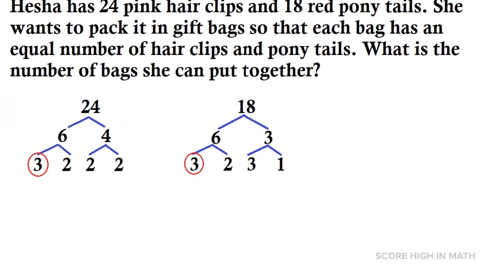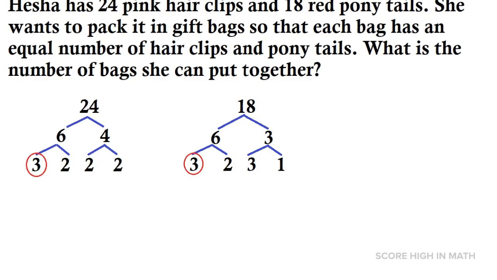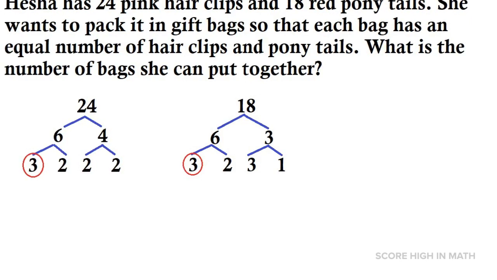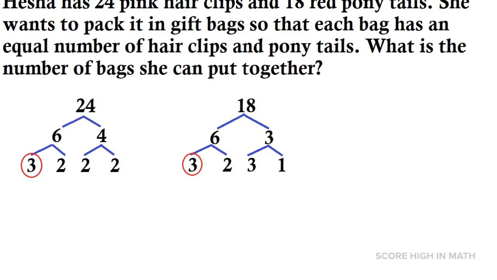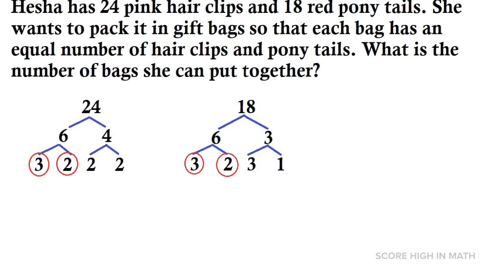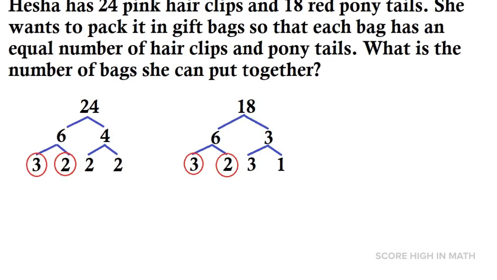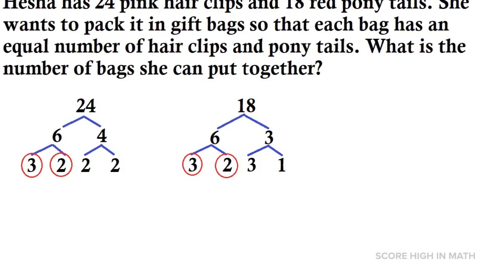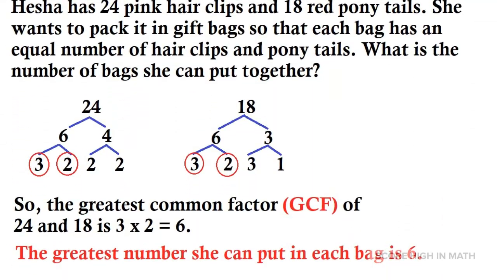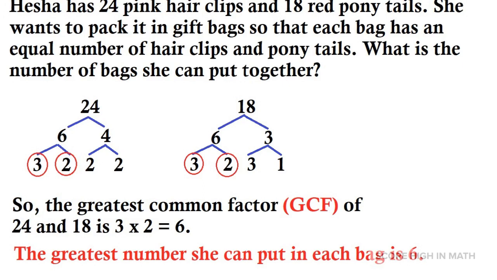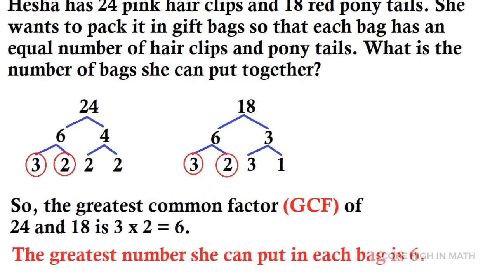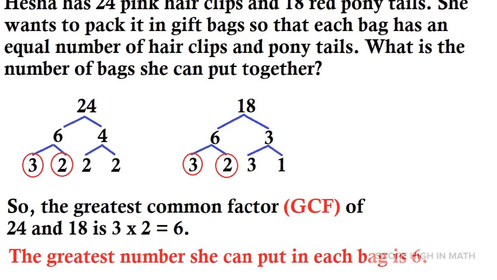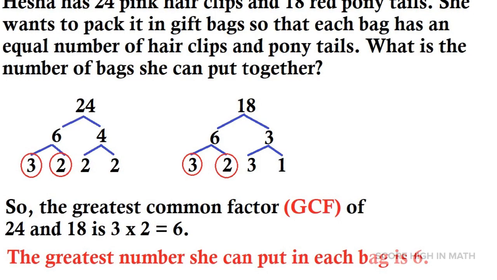Now, let us find out the common factors in the prime factorization of 24 and 18. You can notice that I encircled number 3 because it is common to both numbers. Number 2 is also common to both numbers and nothing else. There is no more common except 3 and 2. So, the greatest common factor, which is GCF, of 24 and 18 is 3 and 2, which is 3 times 2 is equal to 6. So, the GCF that we can put in each bag is 6.